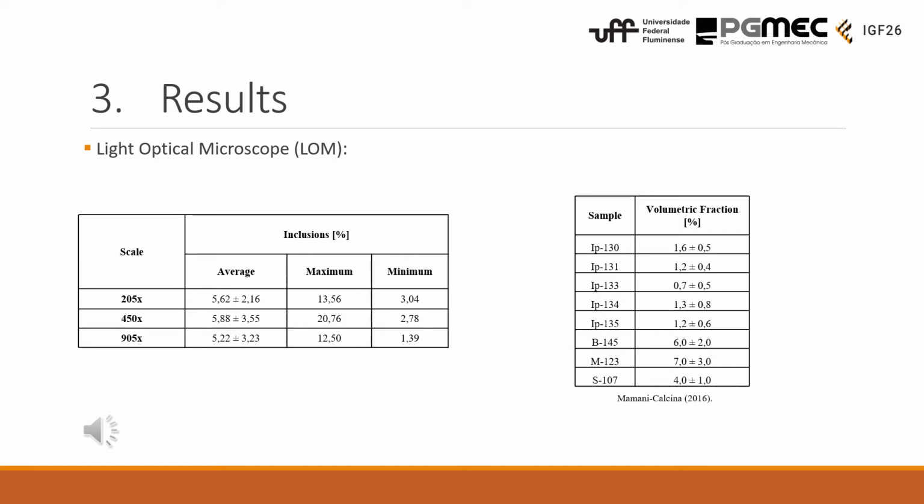And we found values between 5.22 to 5.88%, but with high dispersion. For example, a maximum value of 20 and a minimum value of 2.78. And this shows once again the heterogeneity of this material. And here on the second table, there are some values from literature where we can also observe a high dispersion between the results, but here for different structures.